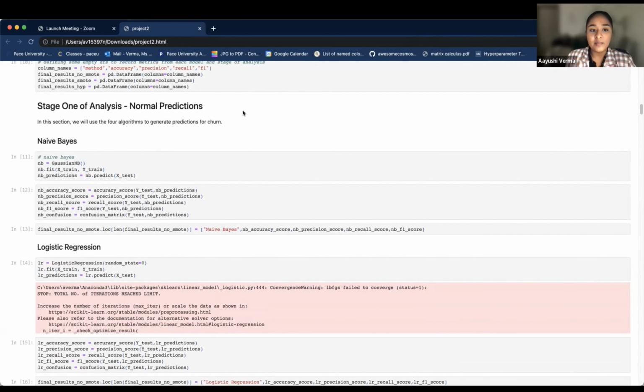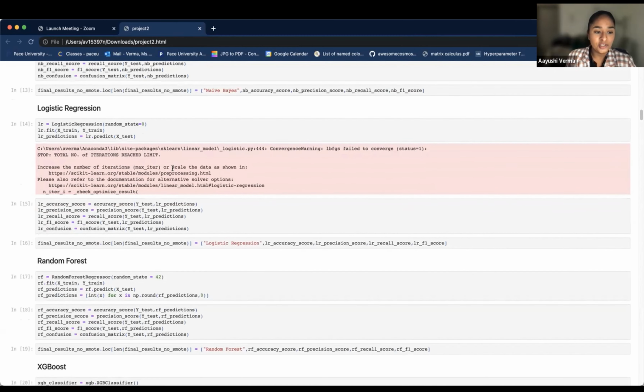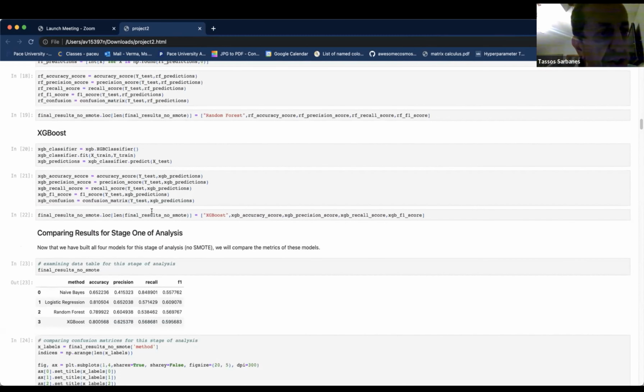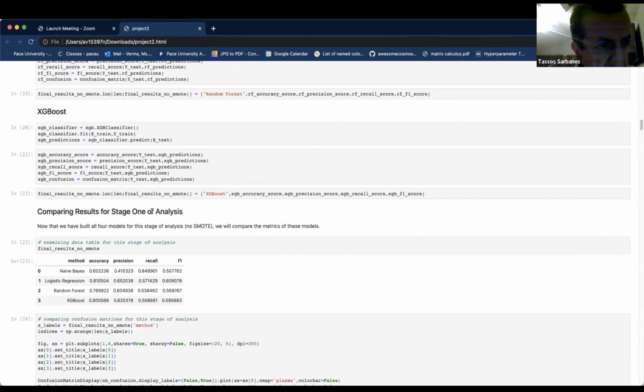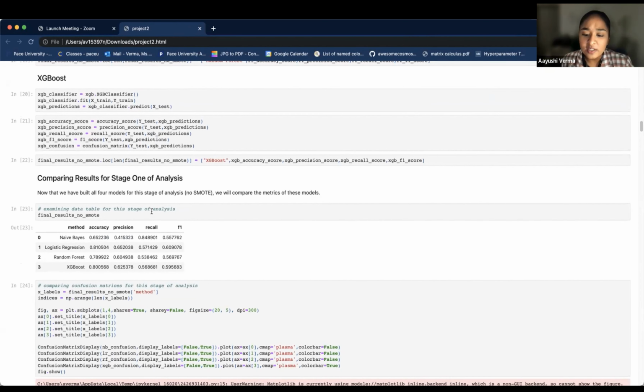I split my analysis up into 3 stages. The first stage is just normal models, so naive Bayes, logistic regression. By the way, did you take the original data set as is? You didn't make any transformation to the data? The data set that you pass into the models is the original data set? Yeah, no changes.